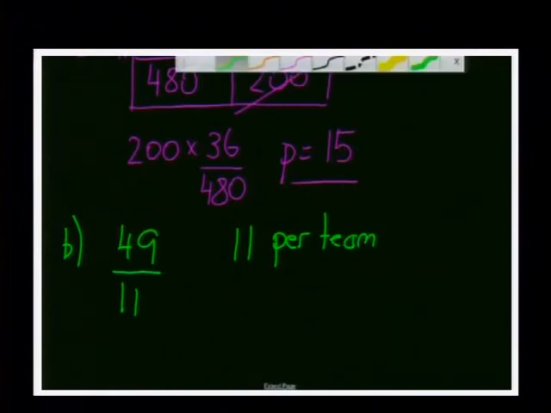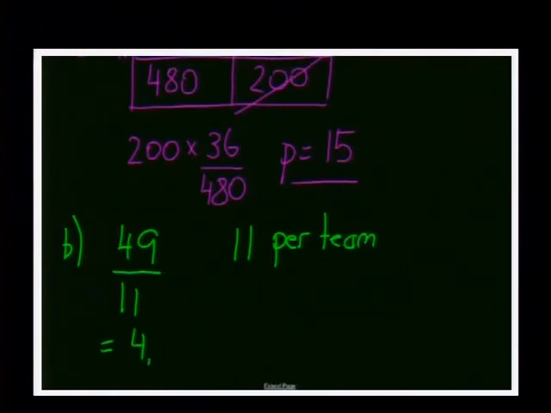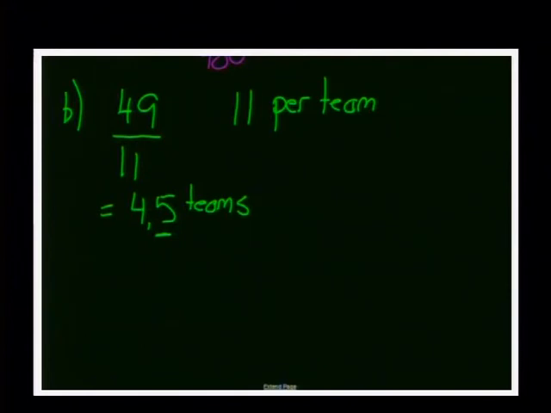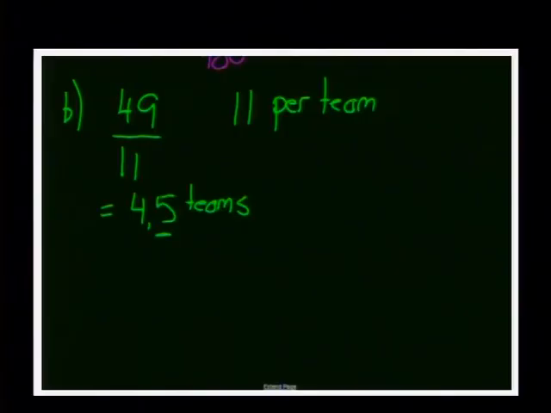So we have 4,5 teams. Now, does that make sense? Not to me, because we cannot have 0.5 of a team. We can't go and play 4.5 teams of soccer. So we need to round off. Now, if we round up to 5 teams, we don't have enough players. So in this case, we're going to round down. So the maximum number of teams that we can play is actually 4 teams.